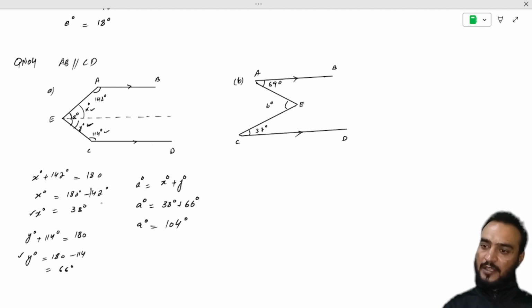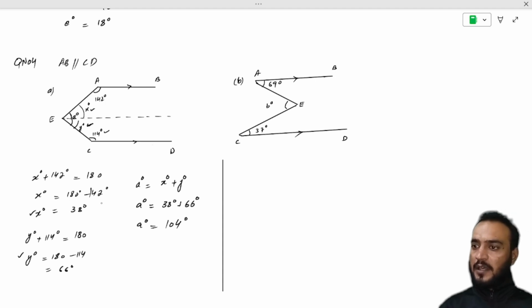Now let us move toward part B. So let us solve part B from here. Here we have to find the value of B degree. The line AB is parallel to the line CD, and we have to find the value of B degree. Let us draw a parallel line at point E, making B degree equal to the sum of two angles, this and this one. Let us call the angle on the upper side x degree and the angle on the lower side y degree.